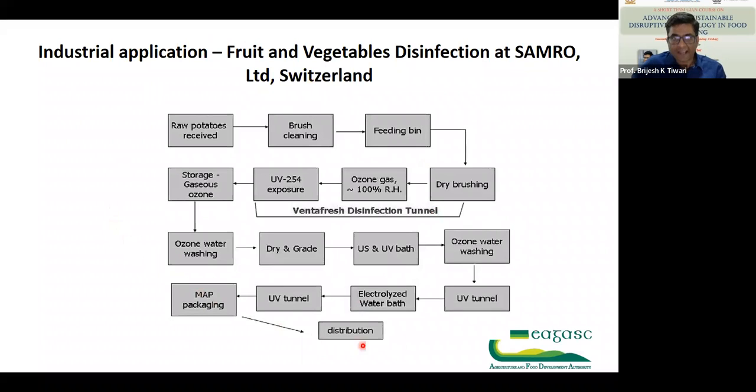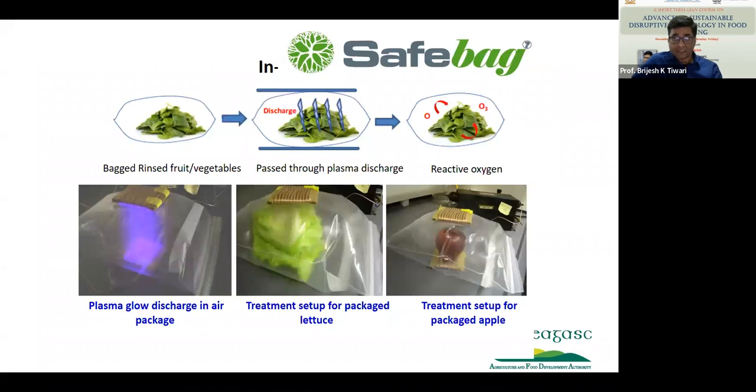And this is one of the complicated disinfection systems which was used for potatoes. Why it has so many steps, to be honest, I'm not very sure why they used all different types of systems, but this is the way communicated by a company that was using ozone for washing of potatoes. The multiple steps are there just to avoid any microorganisms coming into play.